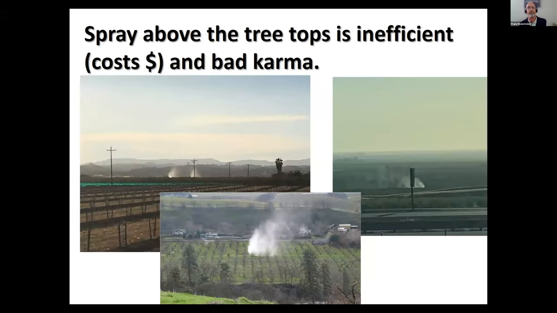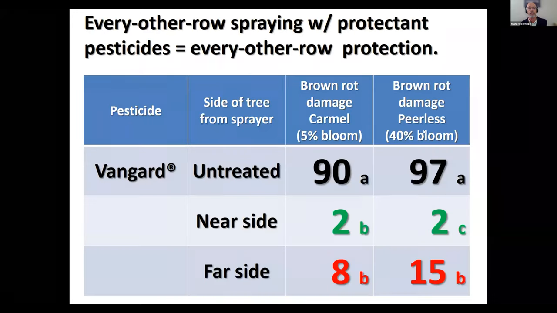Finally, spraying above the treetops is wasted spray. It's not getting through the canopy. It might rain out the tops, but you're not getting coverage down within the canopy where you want it to get done, and it's bad karma. Everybody, these are pictures all taken from roads, and again, we need to maintain the ability to spray, and this kind of stuff is bad karma.